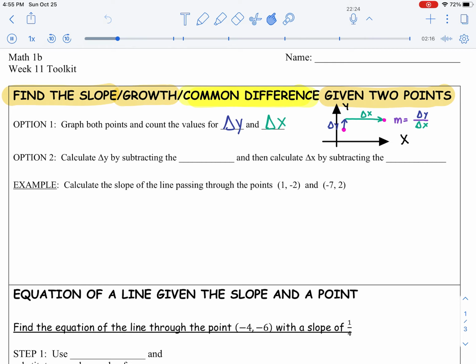So instead, I'm going to calculate my change in y and my change in x. I'm going to find my change in y by subtracting my y values, and then I'll calculate the change in x by subtracting my x values.